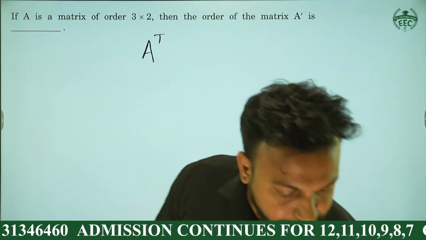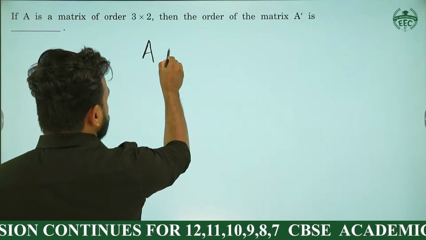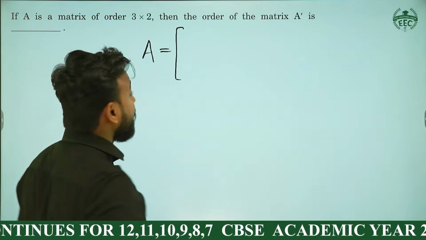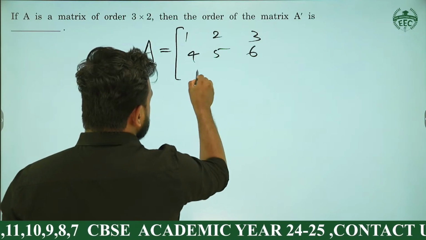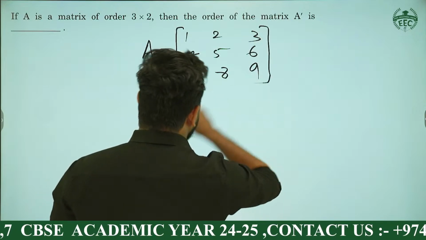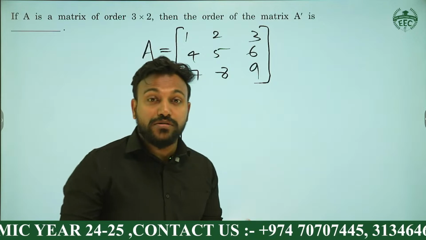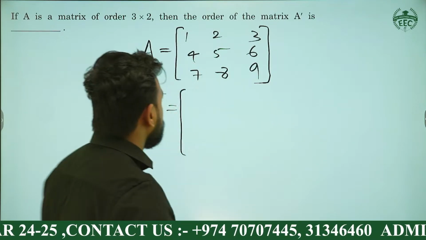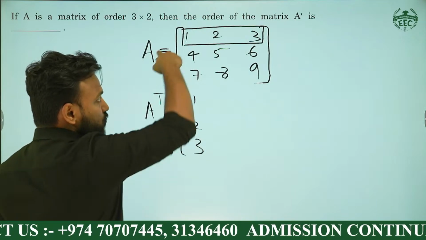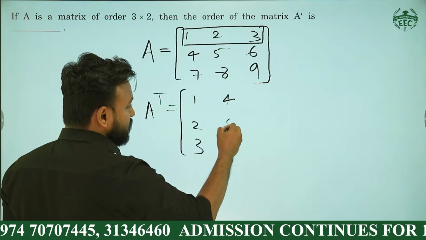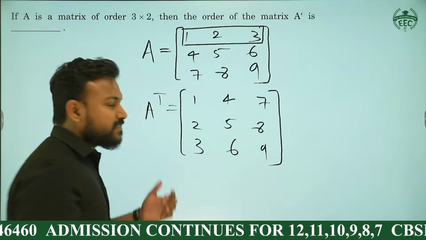Look at the charts. Here, what do we mean by A transpose? If there is a matrix A that contains the elements 1, 2, 3, 4, 5, 6, 7, 8, 9, then A transpose will be, we will interchange the rows and columns. This row into column, 1, 2, 3 will be here. This row will become a column, and 4, 5, 6 will be like this, and 7, 8, 9 will be like this. Okay, this is the transpose.